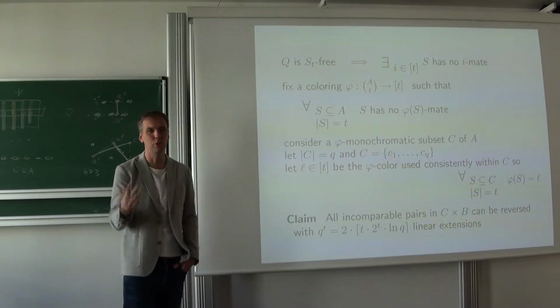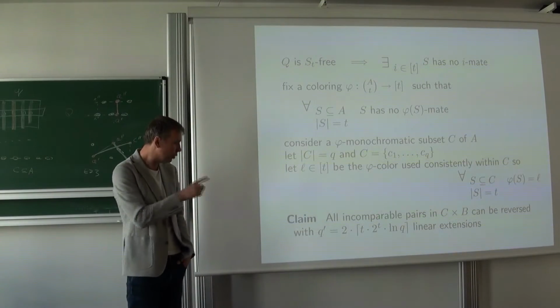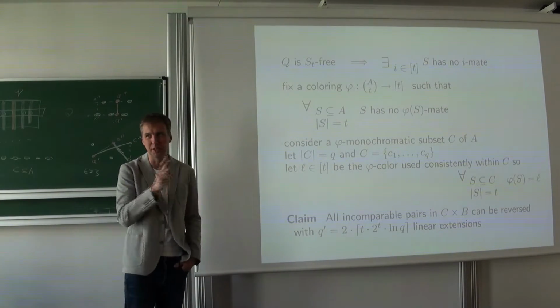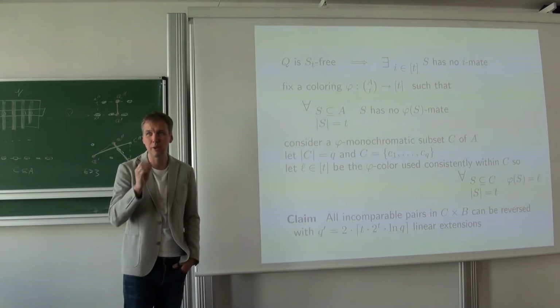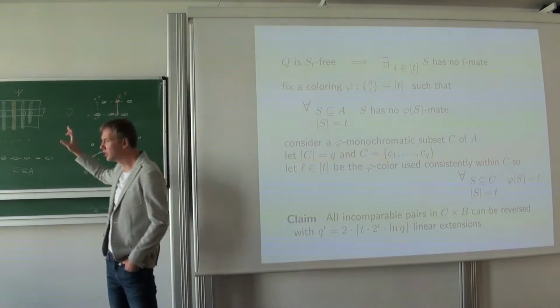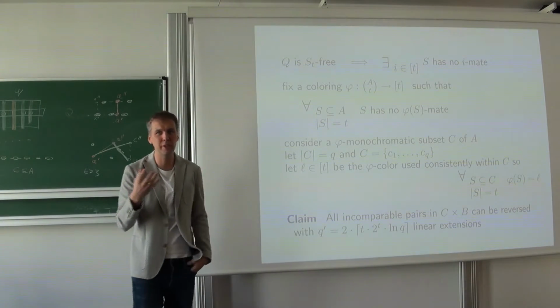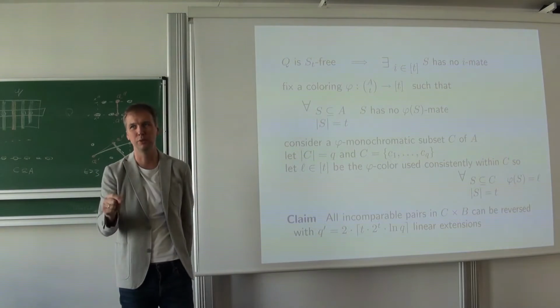Why is it good? Q is the size of C. And we are reversing all these incomparable pairs with a number of linear extensions being logarithmic in Q.